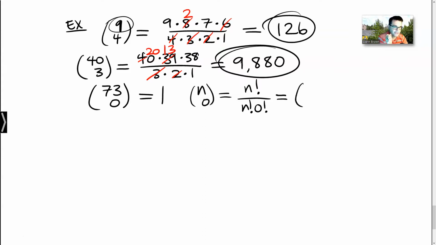And notice that's also going to be n choose n. So n choose n is like saying if you have 13 marbles in a bag, how many ways can you take all 13? Well, there's only one way to do it. You just take them all. There's no other way to take all of them. So 73 choose 0 is 1. And this is because 0 factorial is 1. And then, of course, those cancel, leaving 1. So 73 choose 0 is 1. But also something like 81 choose 81 is also 1.